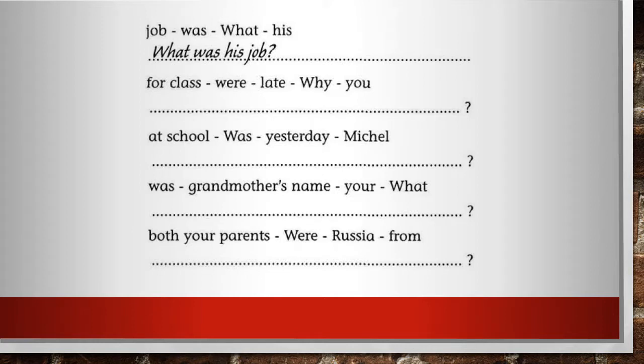And finally, we're going to practice with questions. So again, we have a bunch of words. We need to rearrange them in the proper order to ask a coherent question. So the first sentence is an example. We have the words job, was, what, and his. How do you come up with a question using those words? Well, something like, what was his job? So how would you do the same thing with the other four? Let's pause the video and find out.